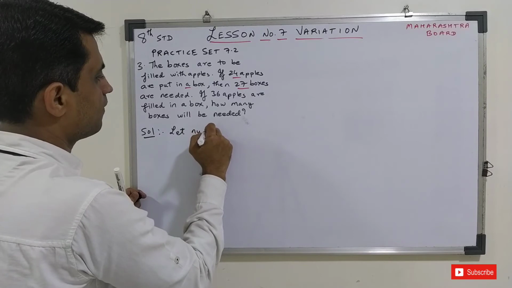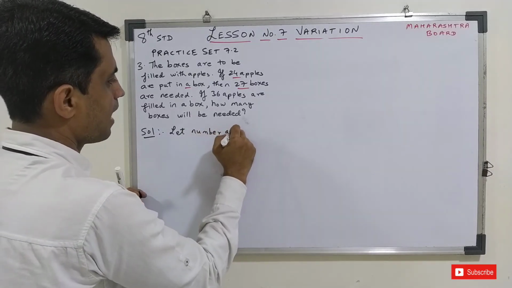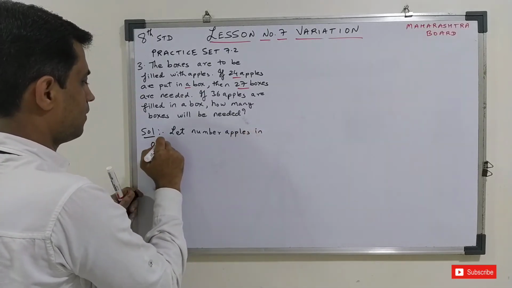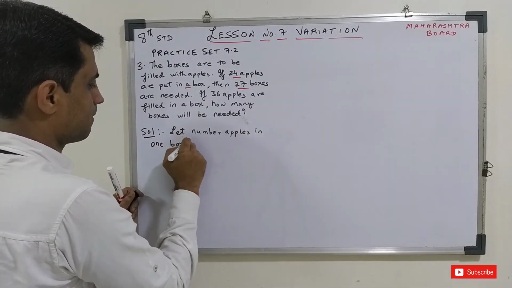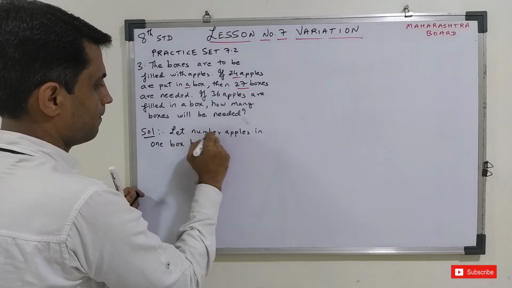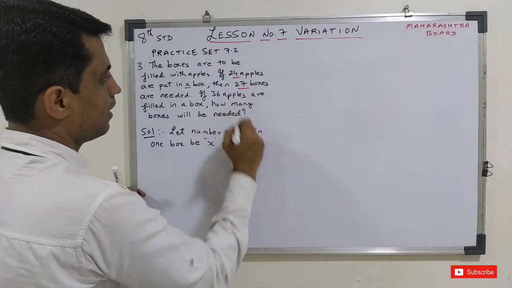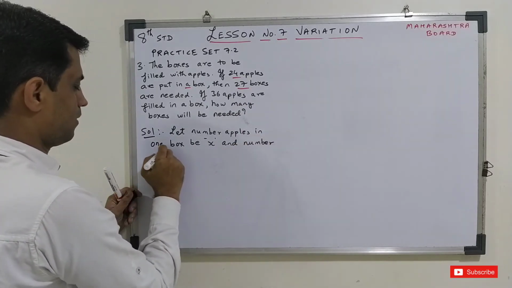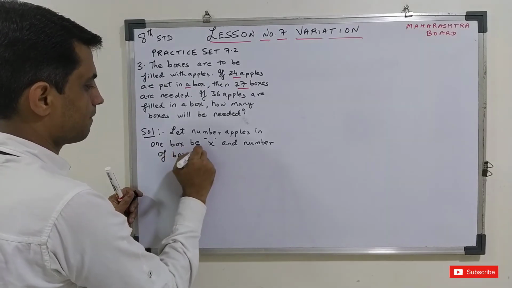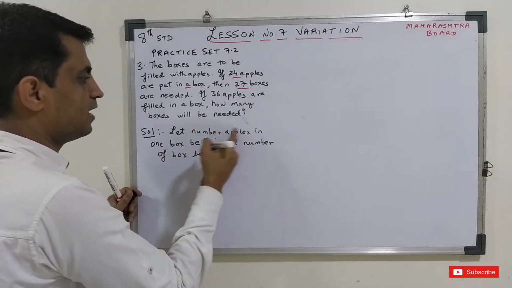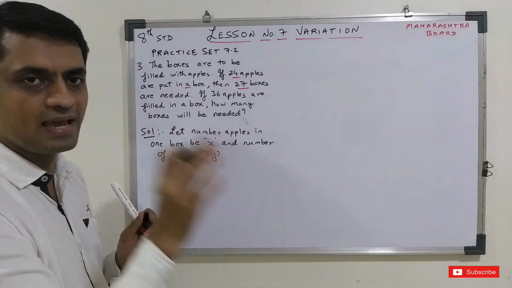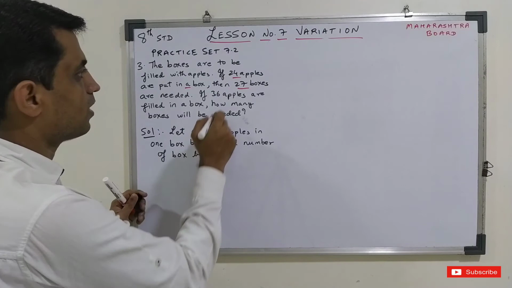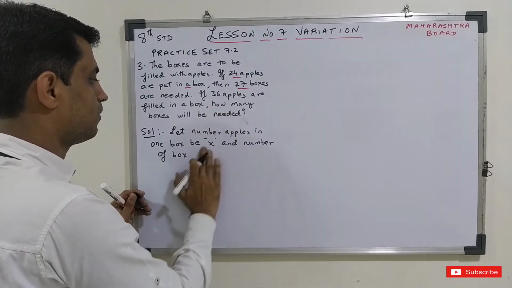Let the number of apples in one box be x, and let the number of boxes be y. Number of boxes. That is right, boxes.